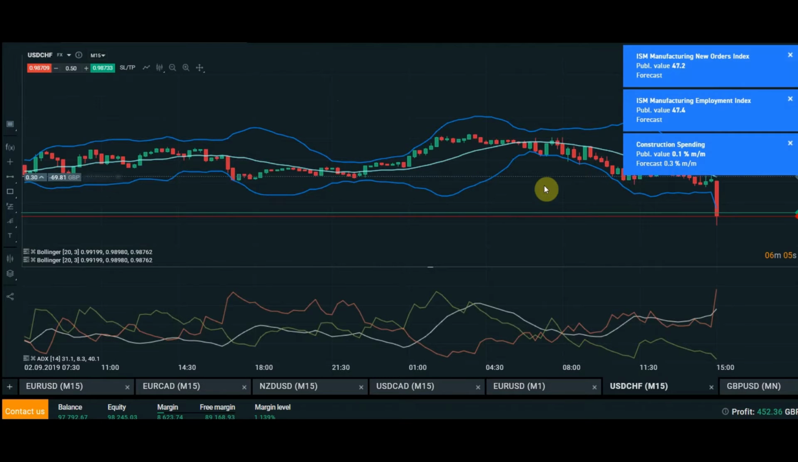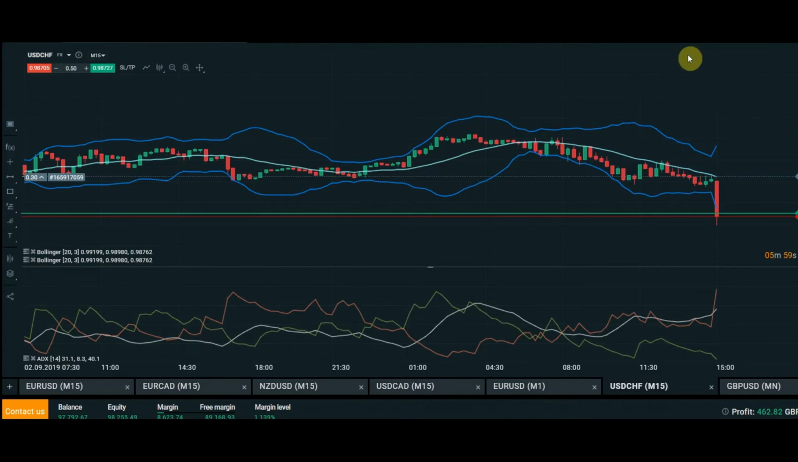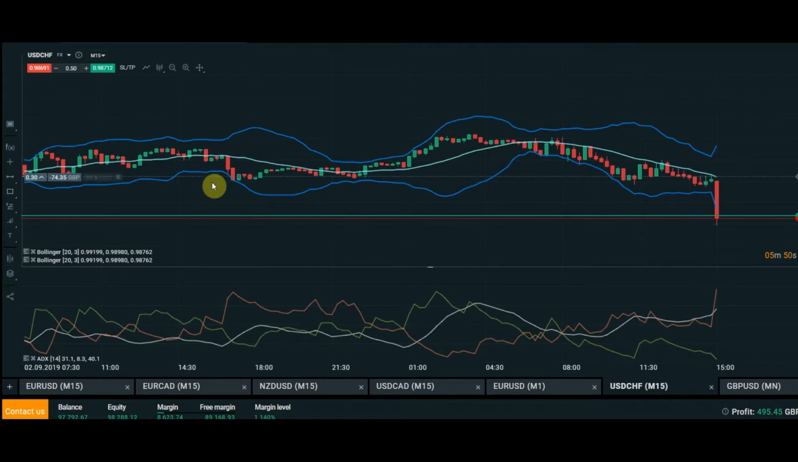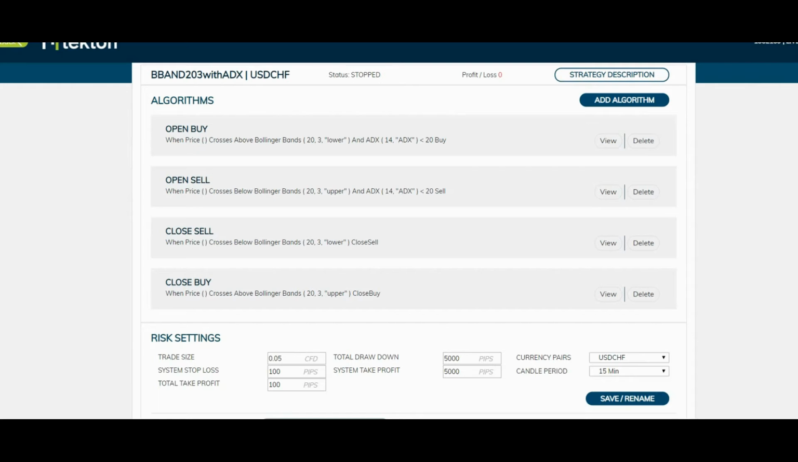So for example, when price crosses, let's just close these news feeds down. There seems to be a lot of news coming out right now. So when price crosses from above to below, it will keep trading until it crosses the upper band. That is your close buy function. So it'll be an open buy here and then close the buy when it hits and breaks through the top band. That is what that close buy function is, and the close sell is the opposite.